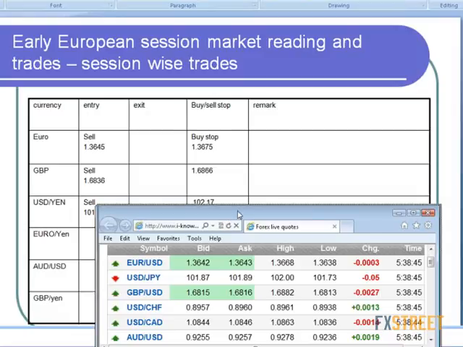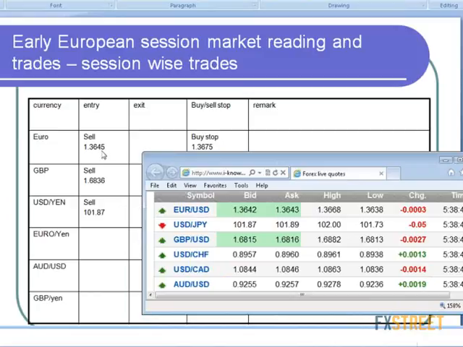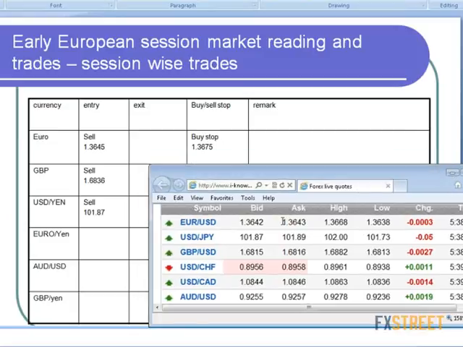So now, in the case of Euro 1.3645, I took a sell and it is now 1.3642. Already it is below the initial low. And in the case of GBP 1.36836, I took a sell, and it has come down to 1.6817. So it is in the money and we will try to move the stop to entry and remove the hedge order once the position makes about 25 pips profit.